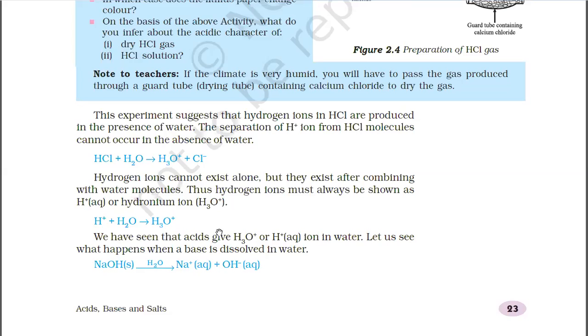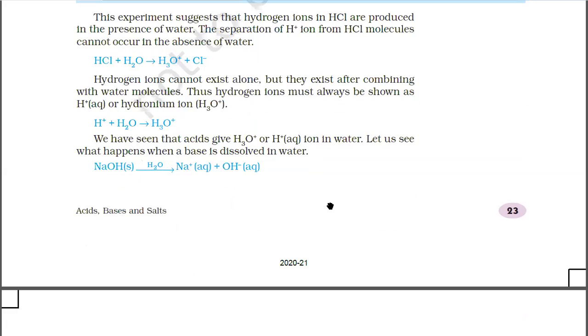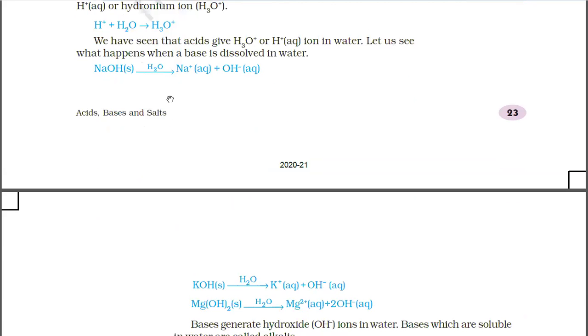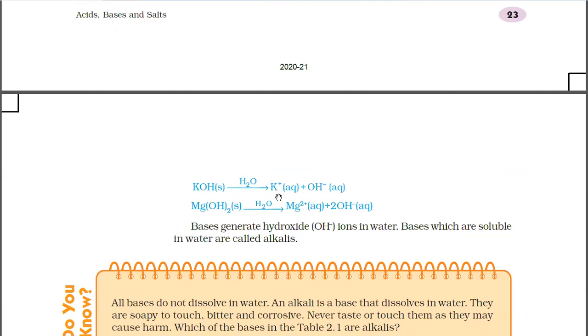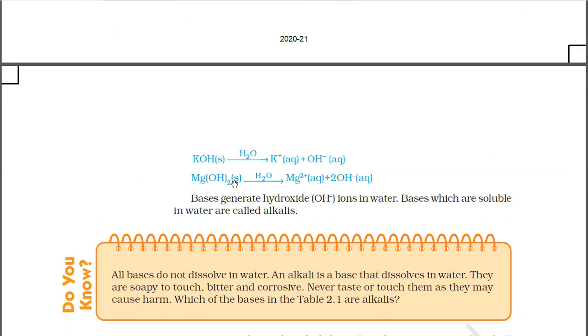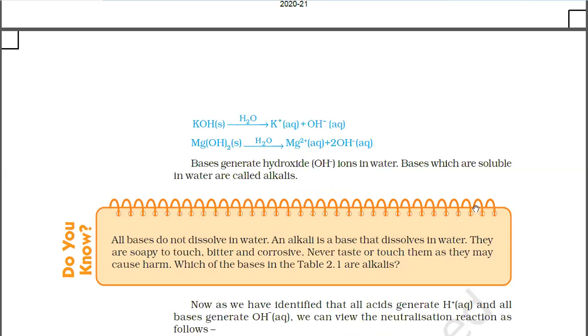We have seen that acids give hydronium ions in water. Let us see what happens when a base is dissolved in water. NaOH solid in the presence of water gives Na+(aq) plus OH-(aq). KOH solid in the presence of water gives K+(aq) plus OH-(aq). Similarly, Mg(OH)2 solid in the presence of water gives Mg2+(aq) plus 2 OH-(aq). Bases generate hydroxide ions in water.